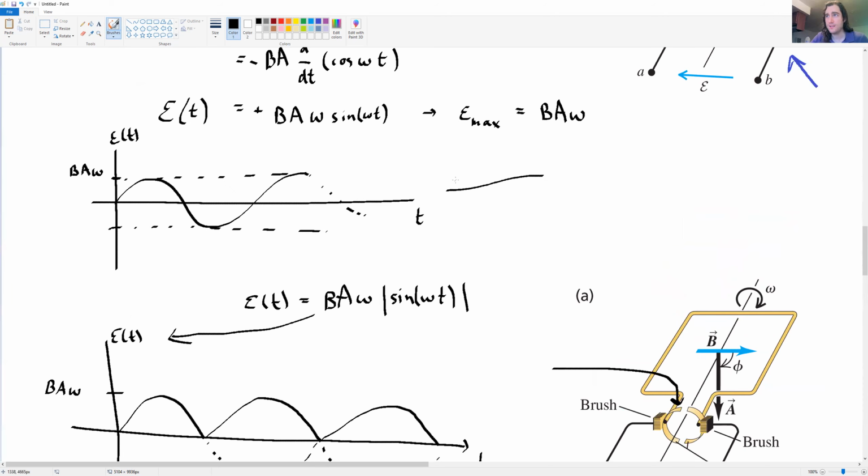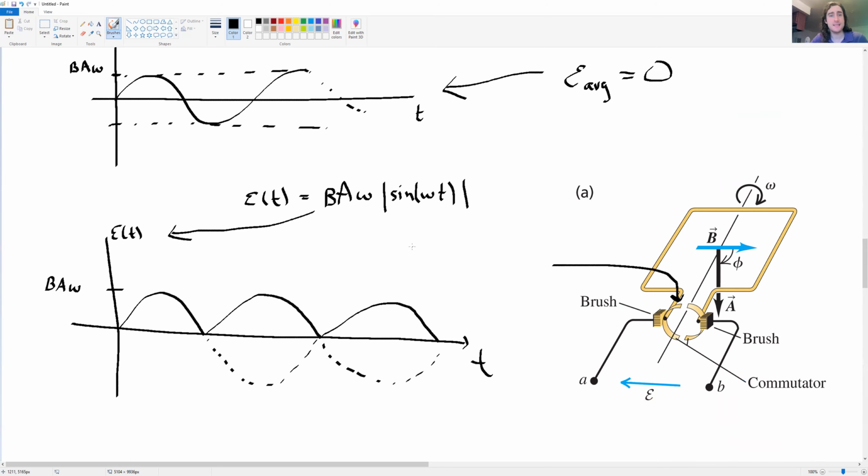This one, what's the average here of a sine? It's equally positive as it is negative, right? So if we were to do the average here, we'd just get 0. But for this DC style generator, when we take the average of the absolute value of sine ωt, we're not going to get 0.